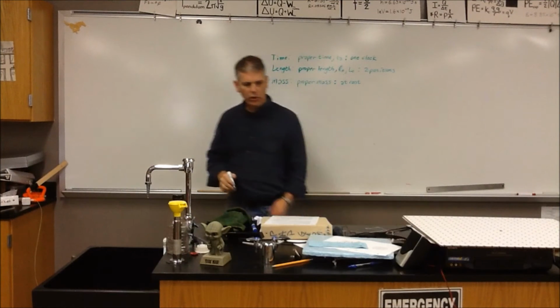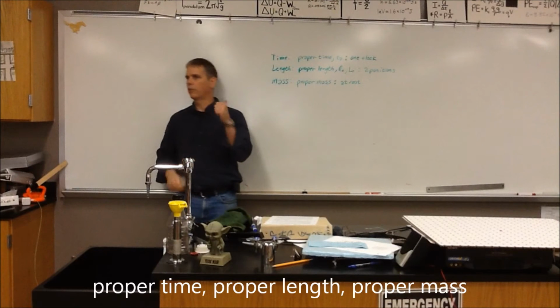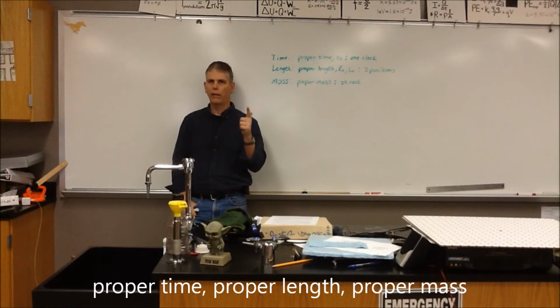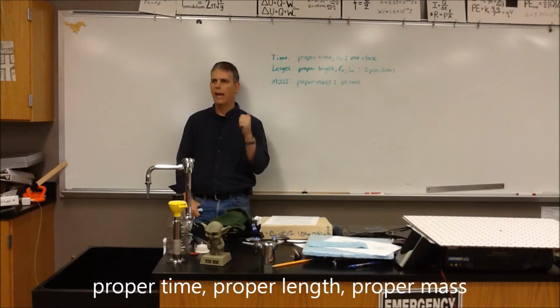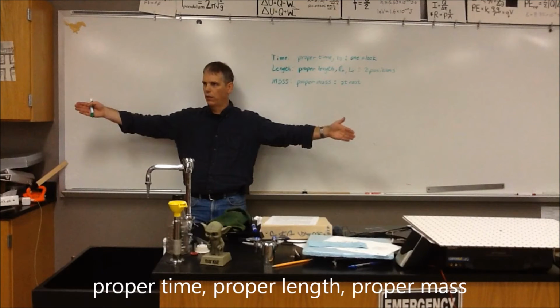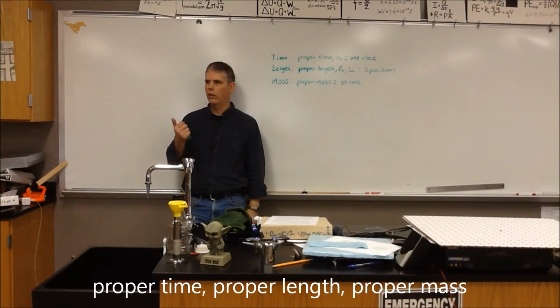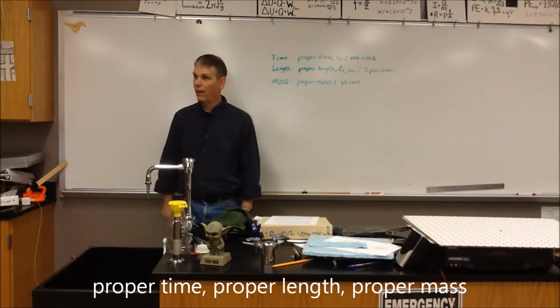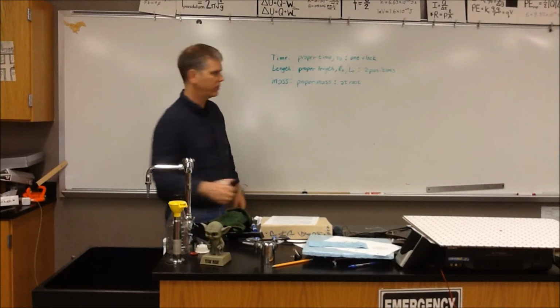Okay? Those are our three basic definitions. Proper time, proper length, and proper mass. Proper mass must be at rest. Proper length must be measured with 2 positions. Proper time measured with 1 clock. Now, what about objects that are moving very fast?